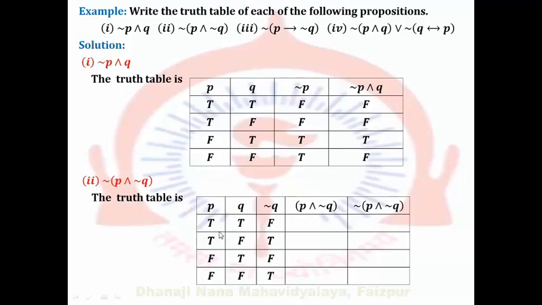Now p and negation q. We know that if both statements are true, then and only then the conjunction is true. So here both statements are true in the second row.